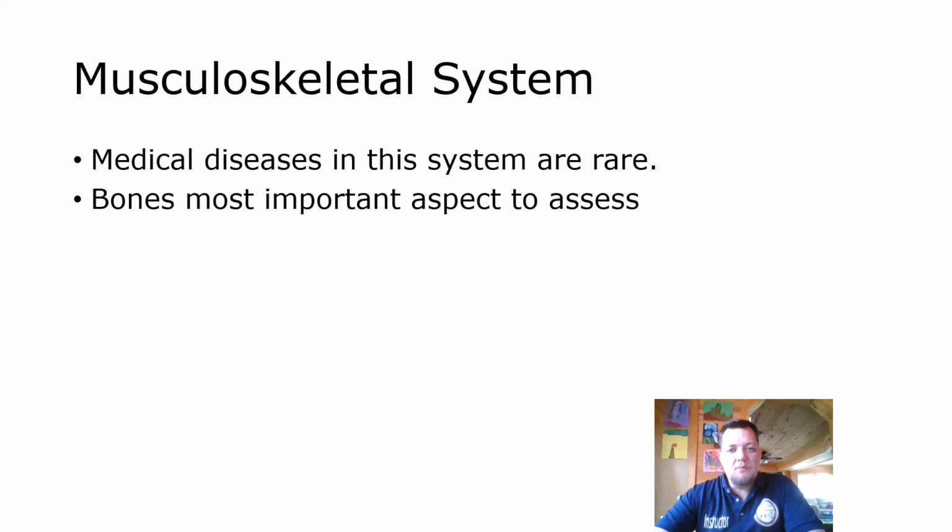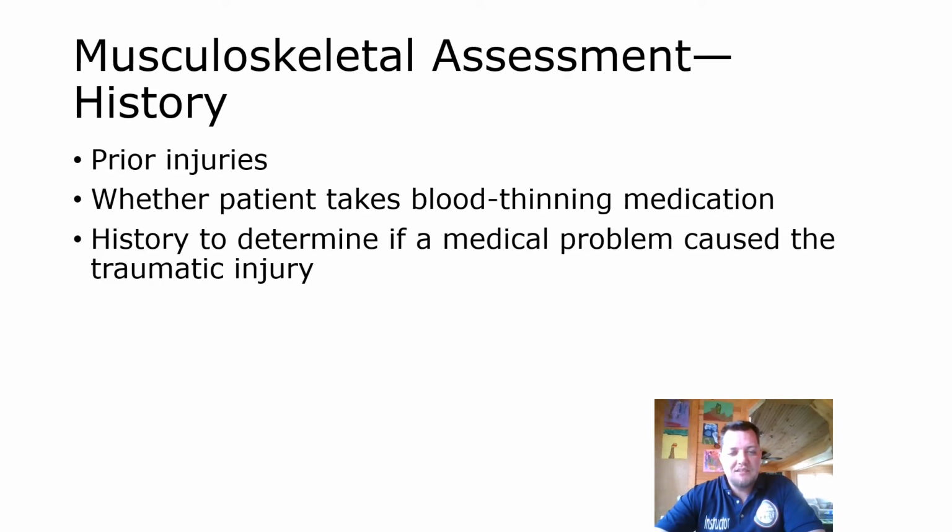Okay, so the musculoskeletal system, we're looking at medical diseases in the system are rare, and the bones are the most important aspect to assess. Any kind of prior injuries, does the patient take a blood thinner, and history to determine if a medical problem caused the traumatic injury.